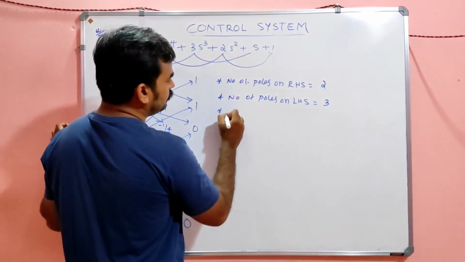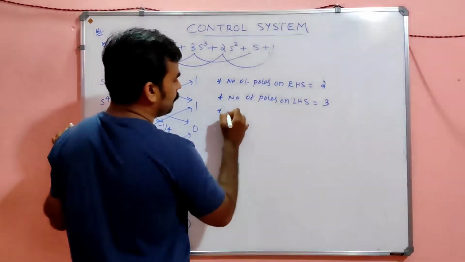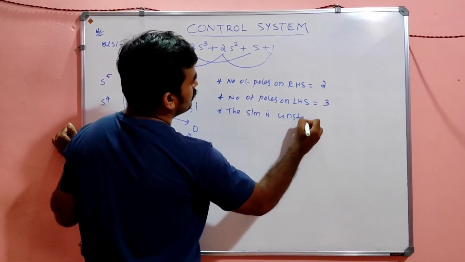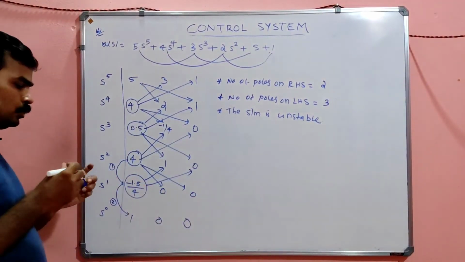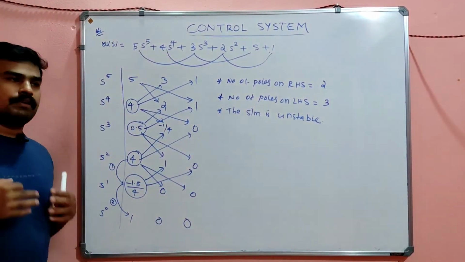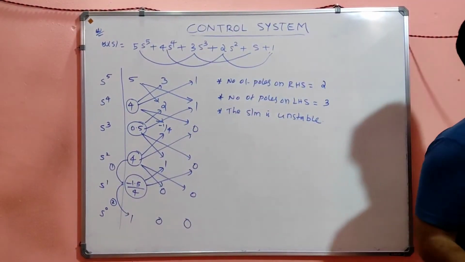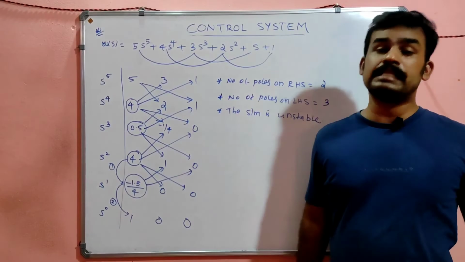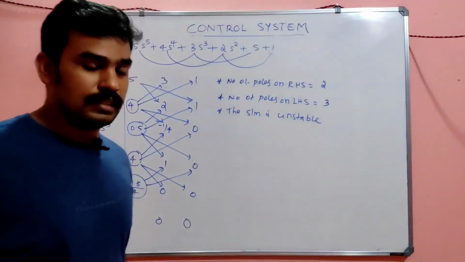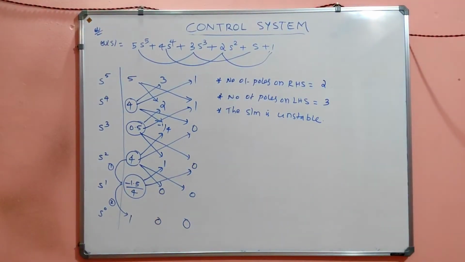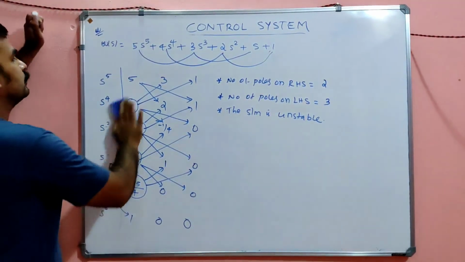So the system is unstable because there are, my dear, 2 poles on the RHS. If any one pole lies on the RHS of the S-plane, then the system will be what? Unstable. Then the system will be what? Unstable. Is it clear? Is everything clear, my dears? Can I rub this?